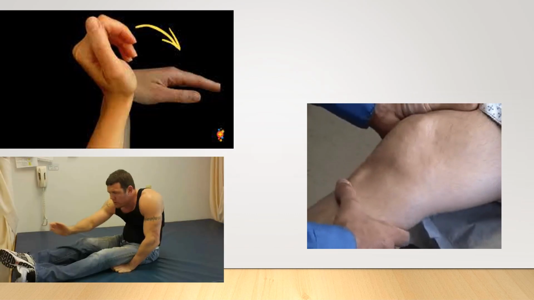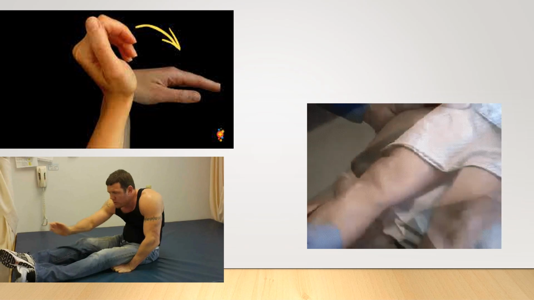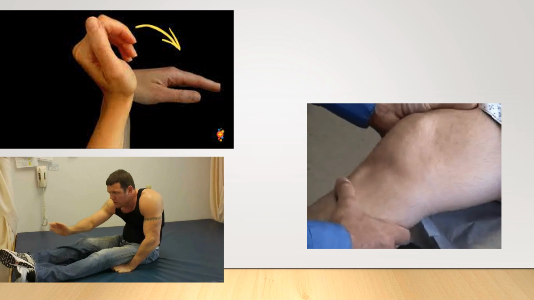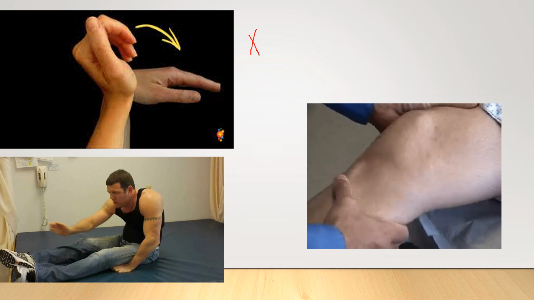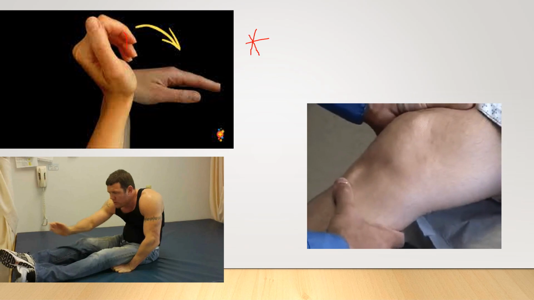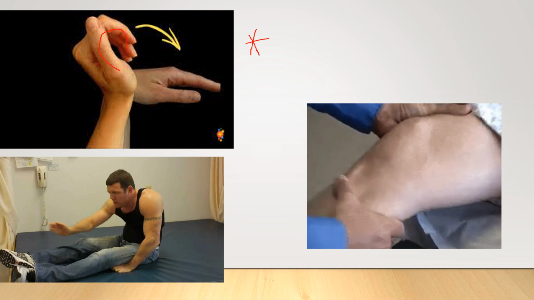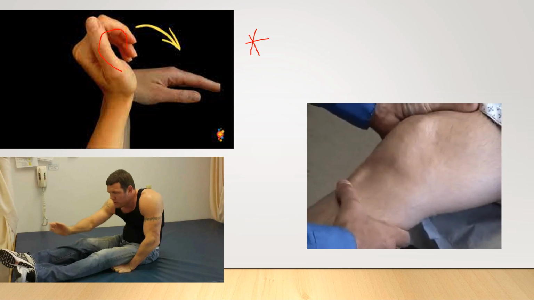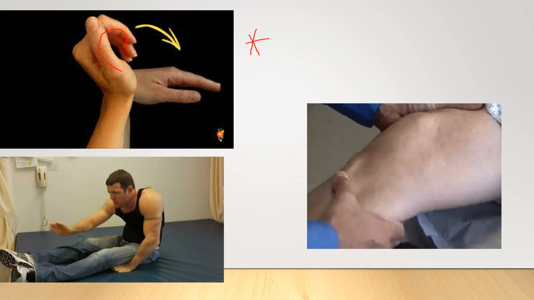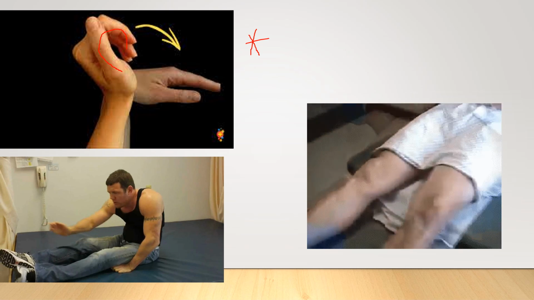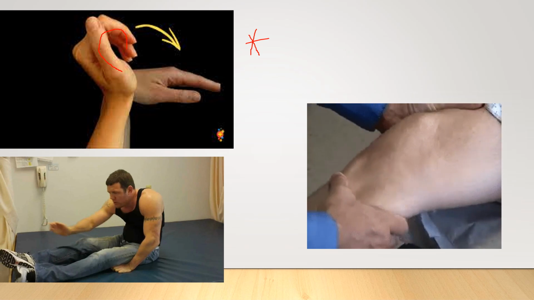So here's a good example of that, tenodesis grip, on the top left corner here. Again, in this instance, we are not going to stretch these finger flexors out, right? We want this to stay nice and tight. As we extend the wrist, you can see those fingers curl up, and that's what's going to allow some of our patients to actually grip, okay?